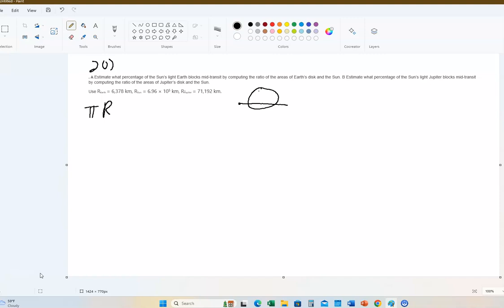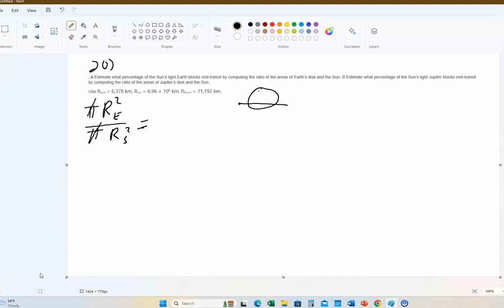So we're going to use the pi r squared. In the first one, we start with the Earth. The pi's are going to disappear in just a second, and so it's just the ratio of the radius of the Earth divided by the radius of the sun, and then you square that ratio, or you can square the numbers first. It doesn't really matter, it's the same thing. Notice right above this we have the radius of all the different objects.